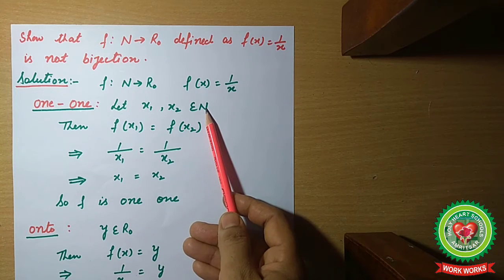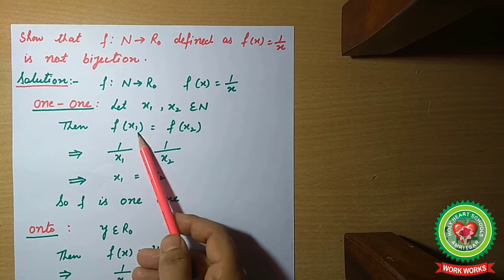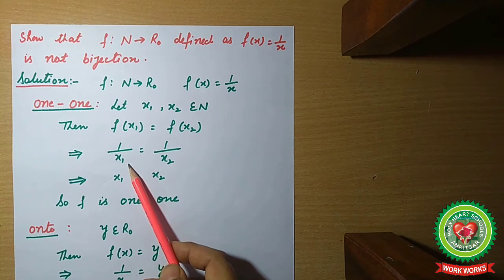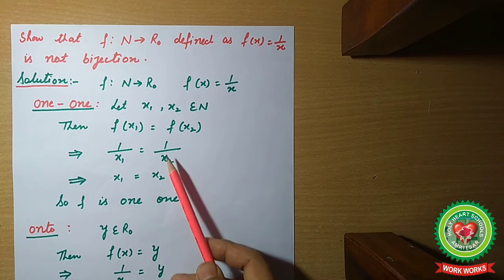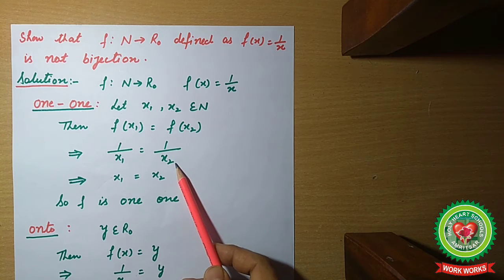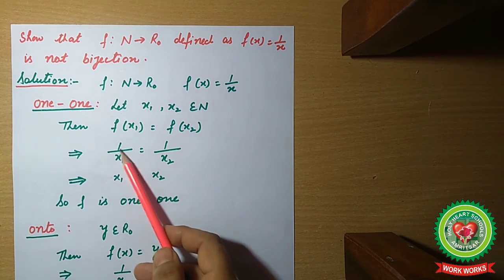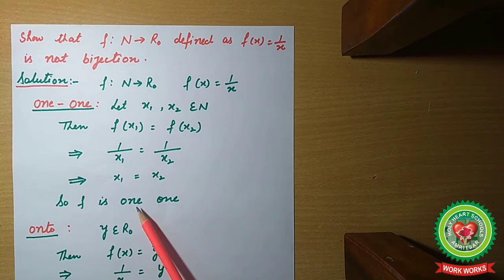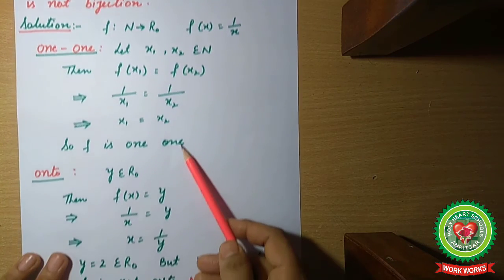Let x1 and x2 belong to the natural numbers. Then f(x1) is equal to f(x2). We will put the value in the function: 1 upon x1 is equal to 1 upon x2. Both are having independent values there. Same case, x1 is equal to x2. So f is a one-one function there.